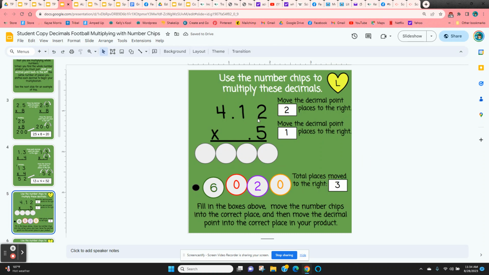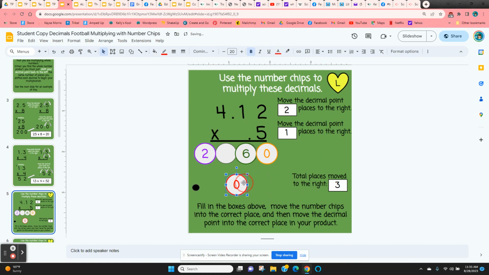Now we're going to do the multiplication. 2 times 5 is 10. So you're going to click and hold on the edge of that number chip. We're going to carry a 1. So 5 times 1 is 5, plus 1 is 6. And then 5 times 4 is 20.